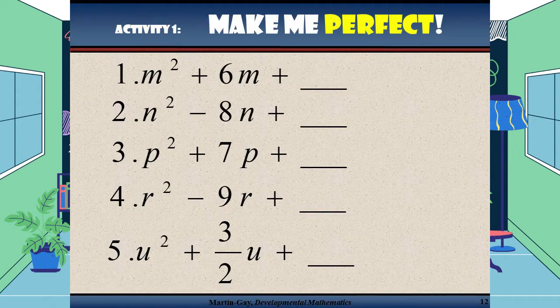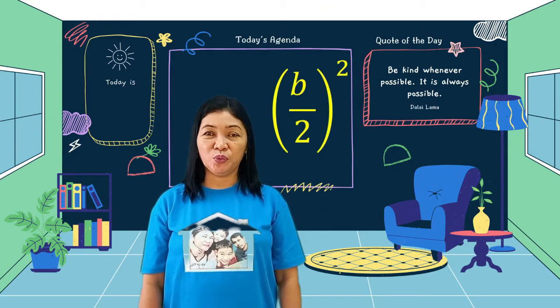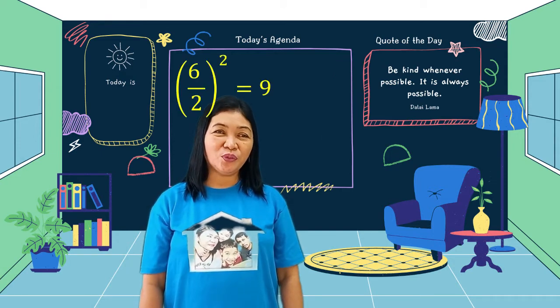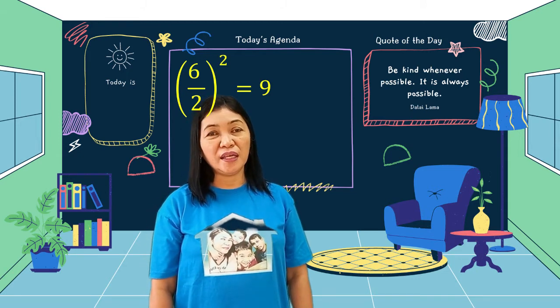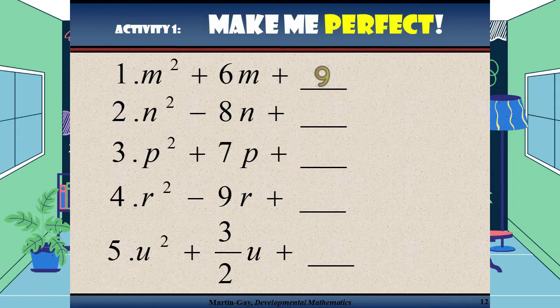In number 1, the last term is 9. How did we solve for the value of c? Since a equals 1, we simply divide the value of b by 2 and square the result. So, 6 divided by 2, the quotient is 3. Then, square 3, the answer is 9. In number 2, the value of b is negative 8. Divided by 2, the answer is negative 4. Then, square it, the result is 16.